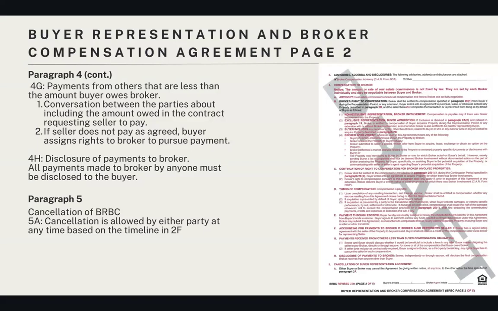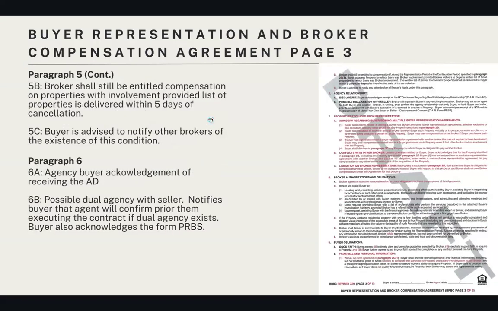Paragraph 5, cancellation. So cancellation of the BRBC. Cancellation is allowed by either party under 5A at any time based on the timeline in 2F. So 2F, in the matrix, is going to specify the timelines. You could either have it be immediate, which is the default, or you could extend it out. If it is exclusive, then the time period is 30 days.